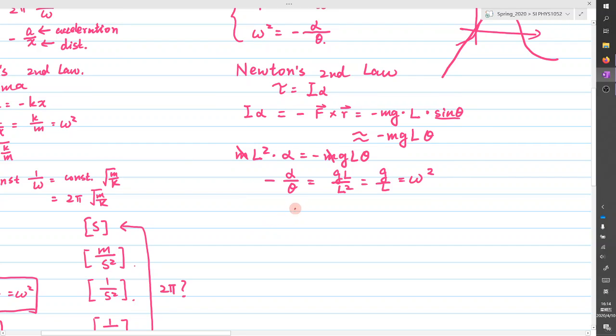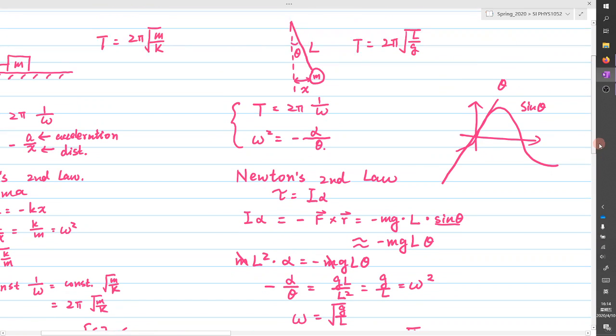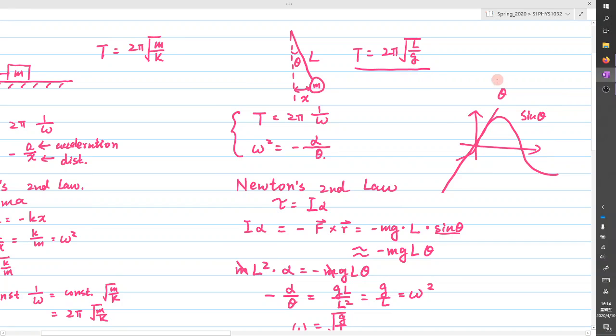So omega equals the square root of g over L, and our T equals, let's say, 1 over omega divided by 2 pi. This is 2 pi divided by omega equals 2 pi square root of L over g, which is exactly the equation given in the video.